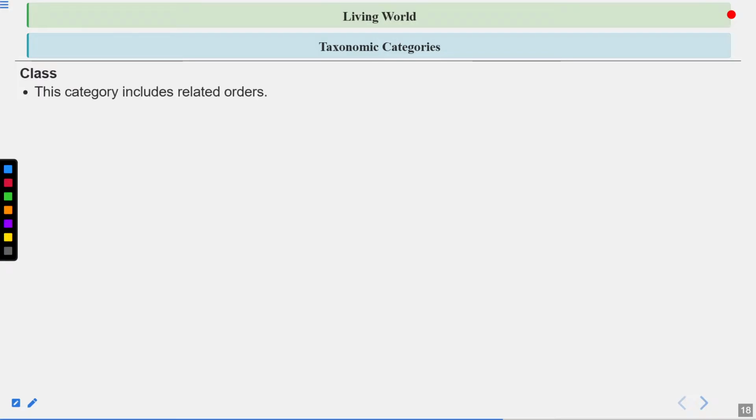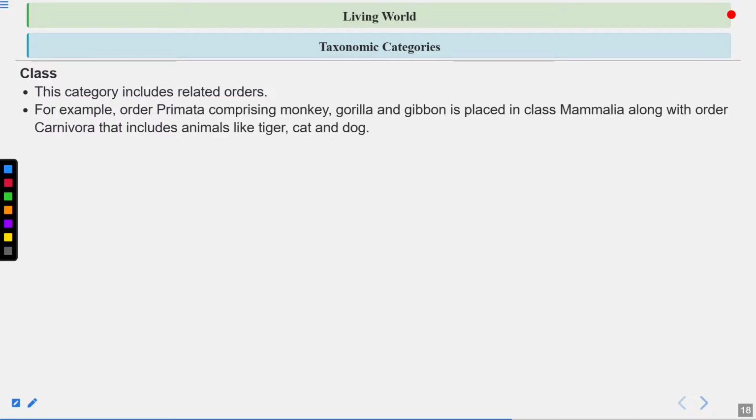Let's talk about the class. This category includes related orders. For example, order Primata comprises monkey, gorilla, gibbon. Gibbon is placed in the class Mammalia along with the order Carnivora that includes animals like tiger, cat and dog. So you can see monkey belongs to order Primata and tiger belongs to order Carnivora. These two are quite different, monkey and tiger, gorilla and cat, but still these orders are placed in the class Mammalia.